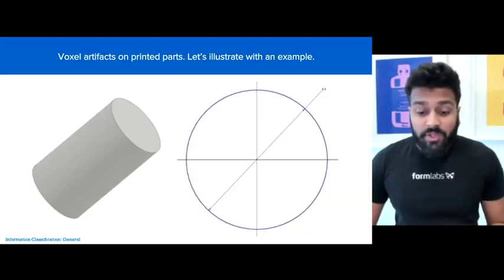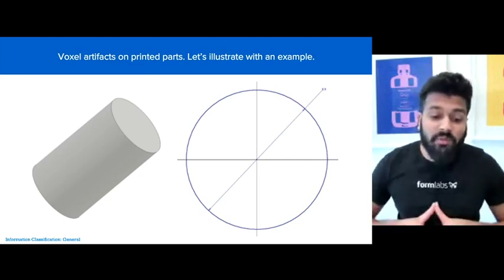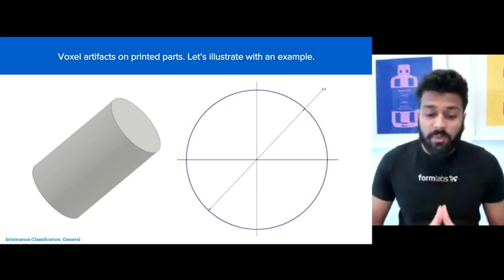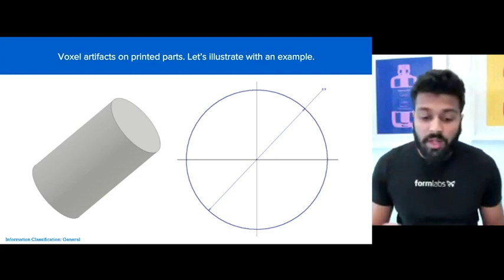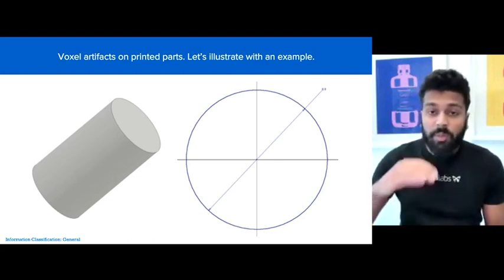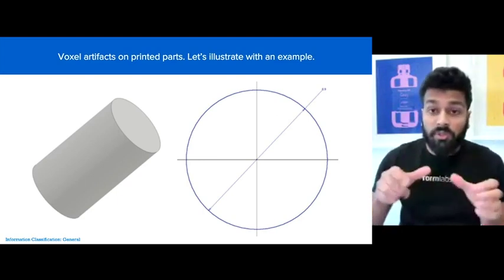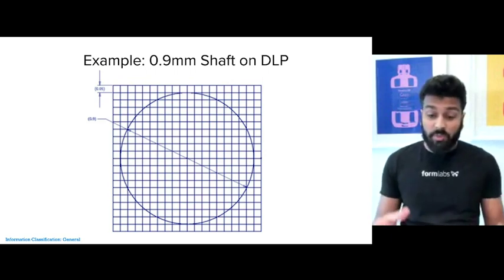Let's look at some disadvantages. One disadvantage is the concept of voxel artifacts on printed parts. I'm going to illustrate this with an example on the left here. Let's say we're trying to print a cylinder, just a very basic model. If you wanted to build that cylinder, you have to do it layer by layer, so you'll have to build each circular layer. Let's look closely at a circular layer that the DLP machine will try to print.